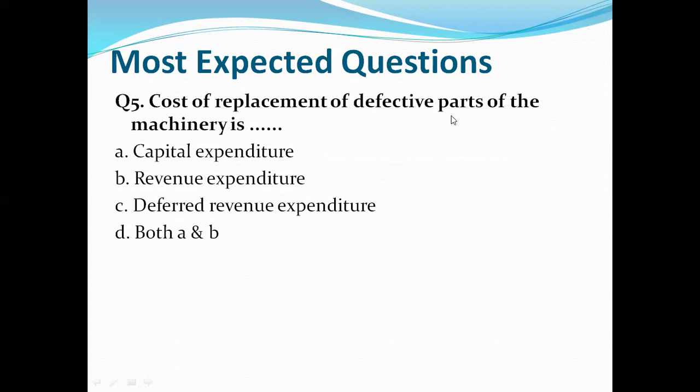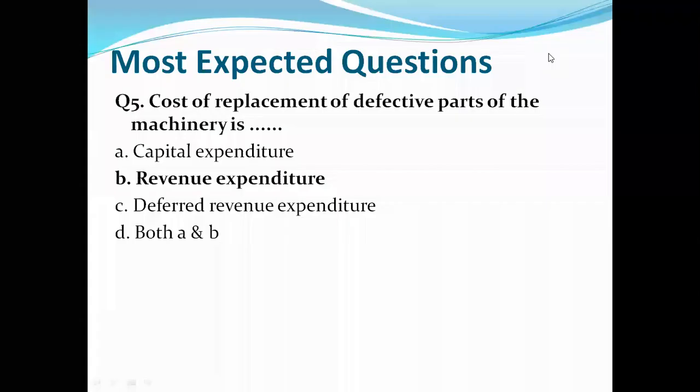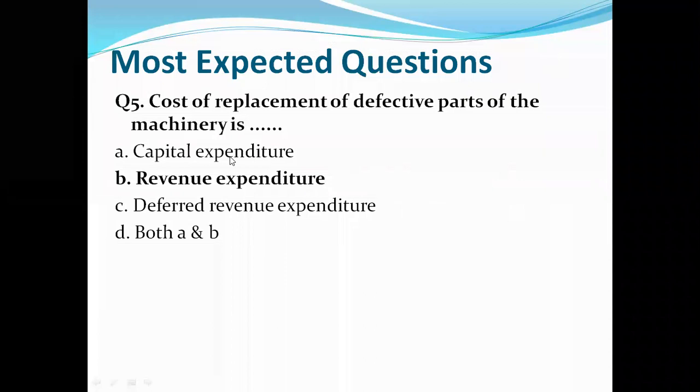Cost of replacement of defective part of the machinery is: capital expenditure, revenue expenditure, deferred revenue expenditure, both A and B. Let's see what is the correct answer. Correct answer is B, revenue expenditure. You know that capital expenditure means which is not a day-to-day expenditure, which is a bigger expenditure, and that capital expenditure will benefit the company for a long time. And revenue expenditure is a type of day-to-day expenditure. So revenue expenditure is the correct answer.